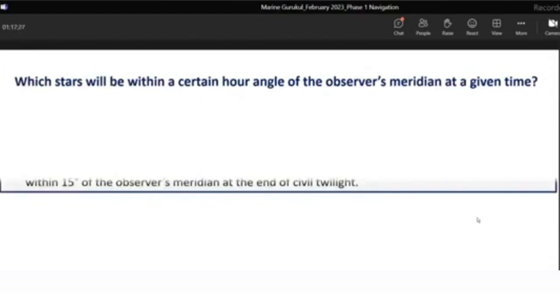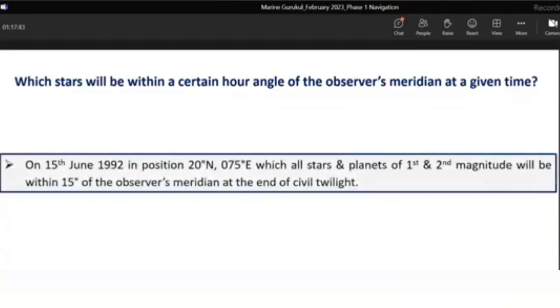So now we are going into our first question, that is type 1 problem. Which stars will be within a certain hour angle of the observer's meridian at a given time? The entire process of star identification based on various needs has been divided into a few categories, and we shall see each one of them through some examples. The first one shall be, we shall try and find out the stars which shall be within a certain hour angle of the observer's meridian at a given time.